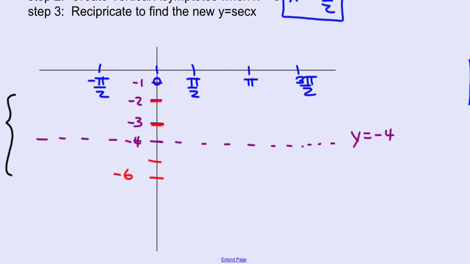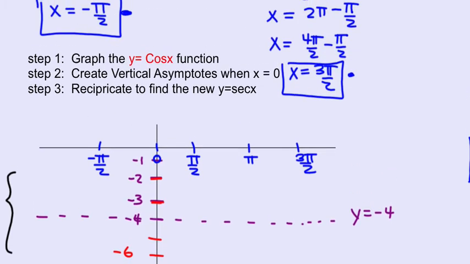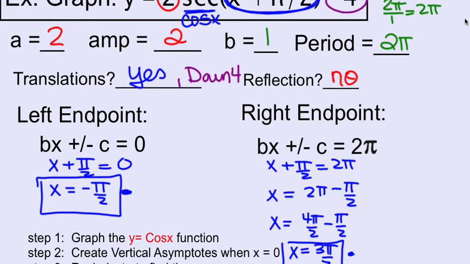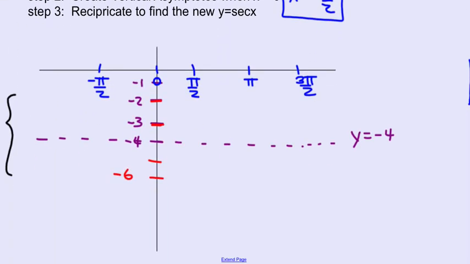So it's kind of like taking your entire parent function and shifting it to the left pi over 2. All right, so we need to first graph the cosine function. There was no reflection, so we're going to start at the top of our amp and work our way down. So our top of our amp would be at negative 2. Our middle, our bottom, our middle, our top.